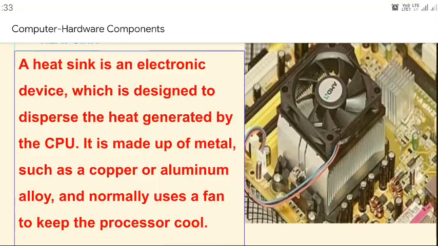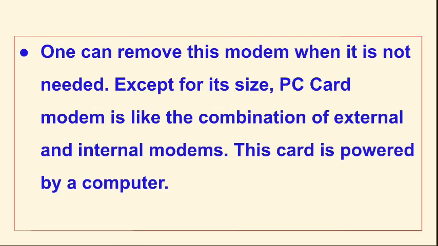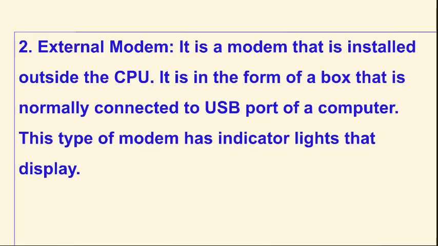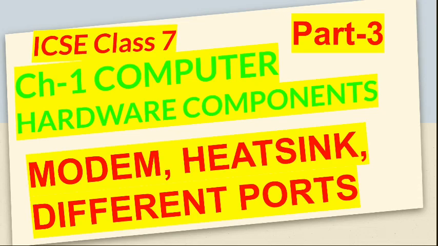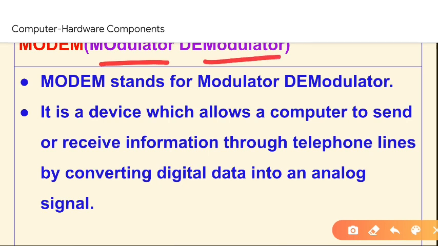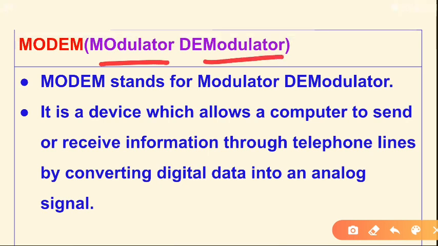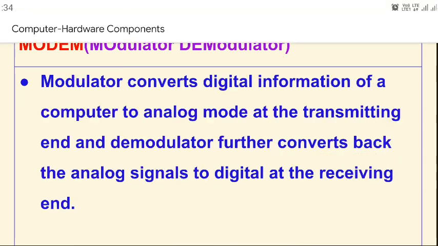Now, we have studied the modem and three types of modem. Let's go through it quickly. What is a modem, students? Modem stands for modulator demodulator. It is a device that allows the computer to send or receive information through telephone lines by converting digital data into analog signals, and then analog signals back to digital signals, and vice versa.